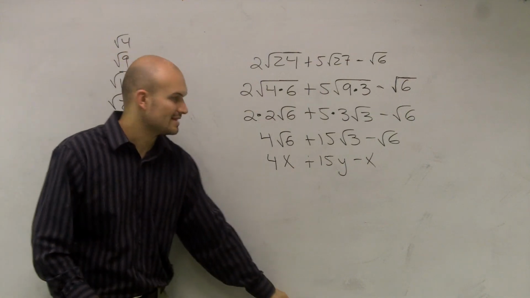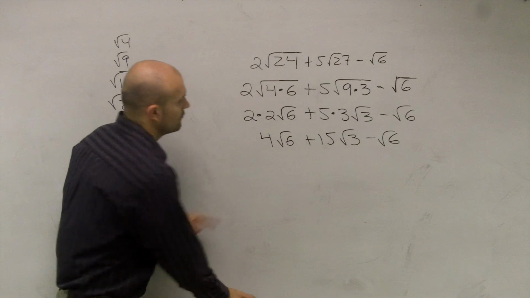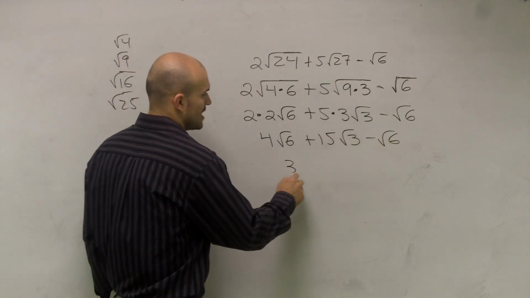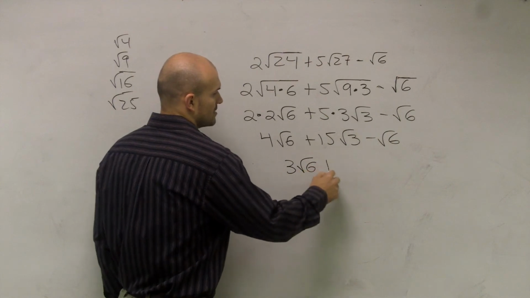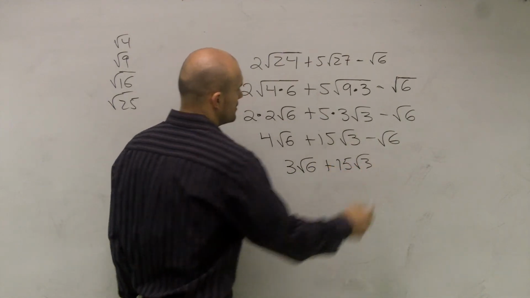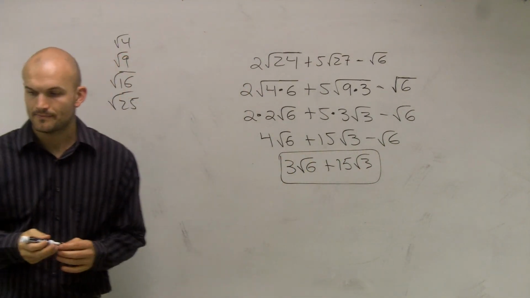Well, we're not dealing with x's and y's. We're dealing with the roots, but it's going to be the same thing. 4 times radical 6 minus a radical 6 is going to give me 3 radical 6, plus I can't do anything with that root 3, so I'm going to leave it there. Okay. There's my answer. All right?